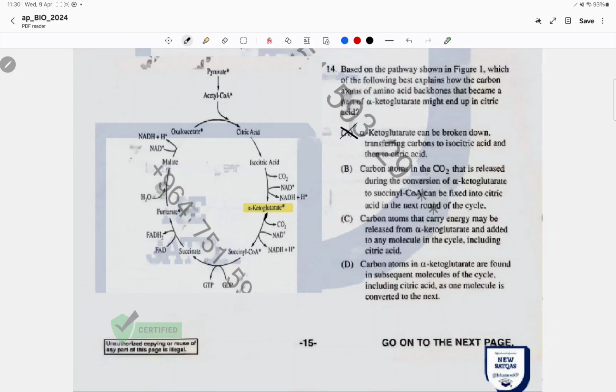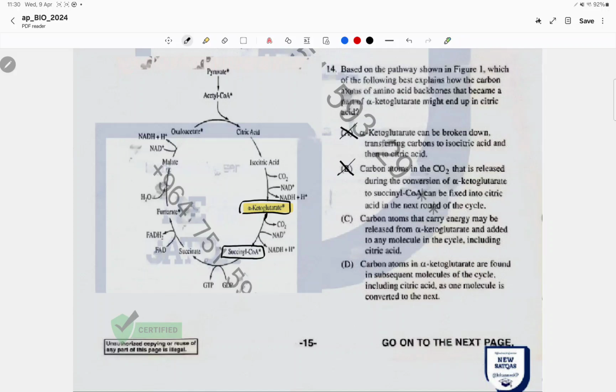Okay. Carbon atoms in the CO2 that is released during the conversion of the alpha-ketoglutarate to succinyl-CoA can be fixed into citric acid in the next round of the cycle. Again, we have to go backward to see that, which I doubt will work. Just keep going forward in your diagram. Carbon atoms that carry energy may be released from alpha-ketoglutarate and added to any molecule in the cycle, including citric acid. We have to go backwards, so maybe.